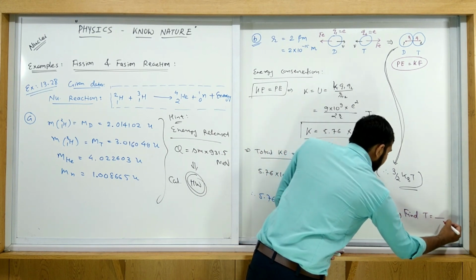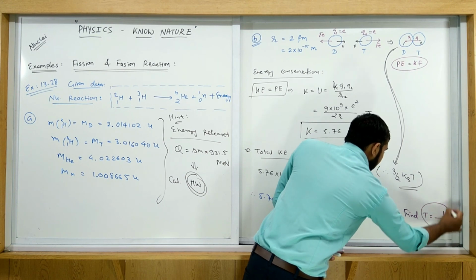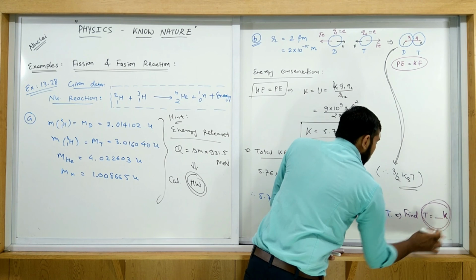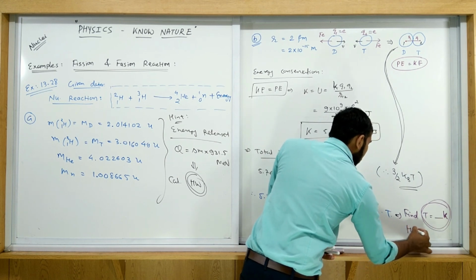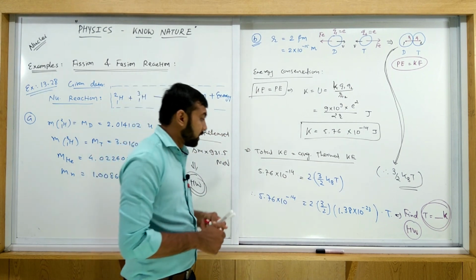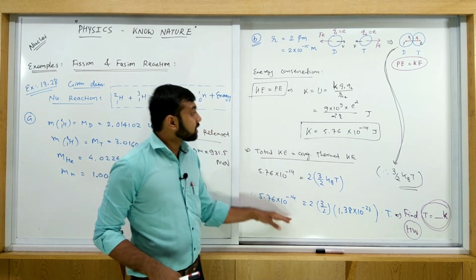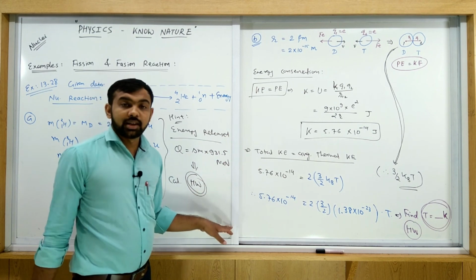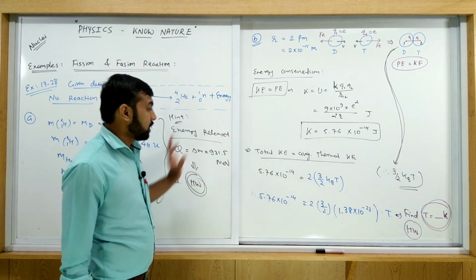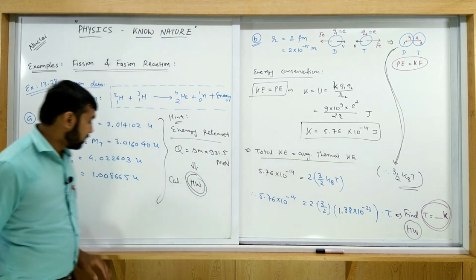T is equal to blank Kelvin. This answer is in terms of Kelvin, and the remaining calculation is homework. All of you just calculate the answer for T from this equation. This is one way to solve this example. All of you note this example in your books properly with the proper calculation.